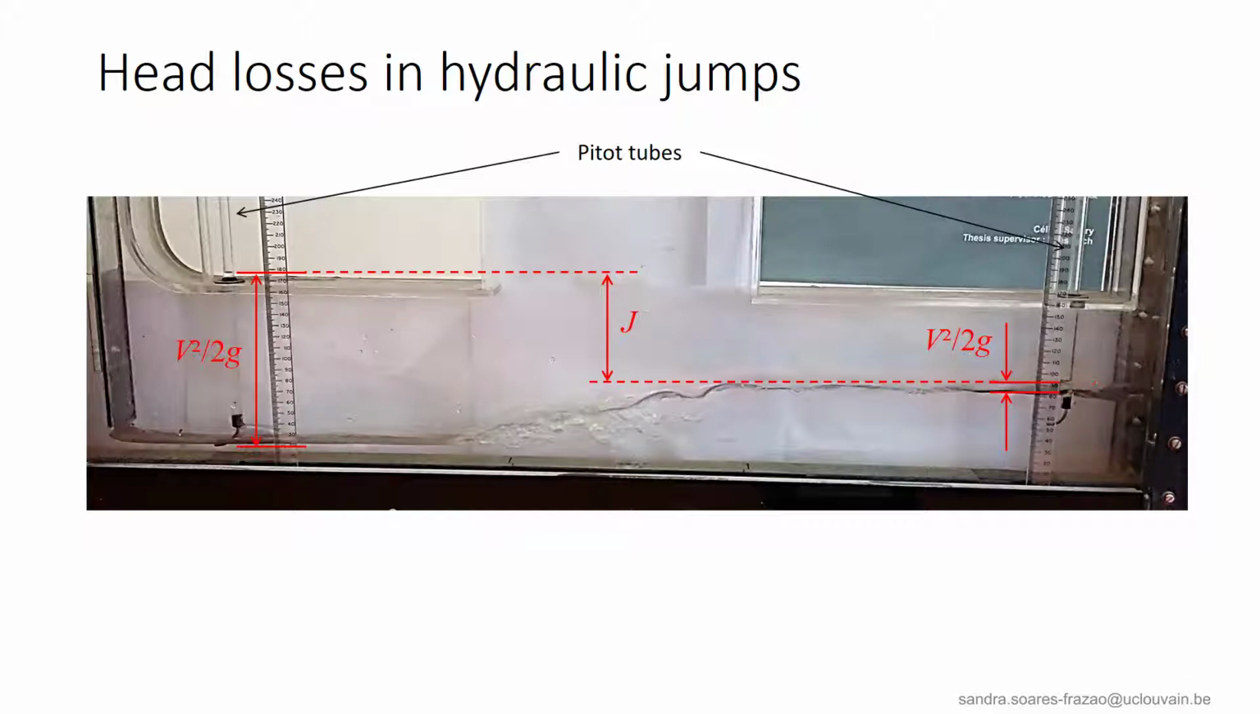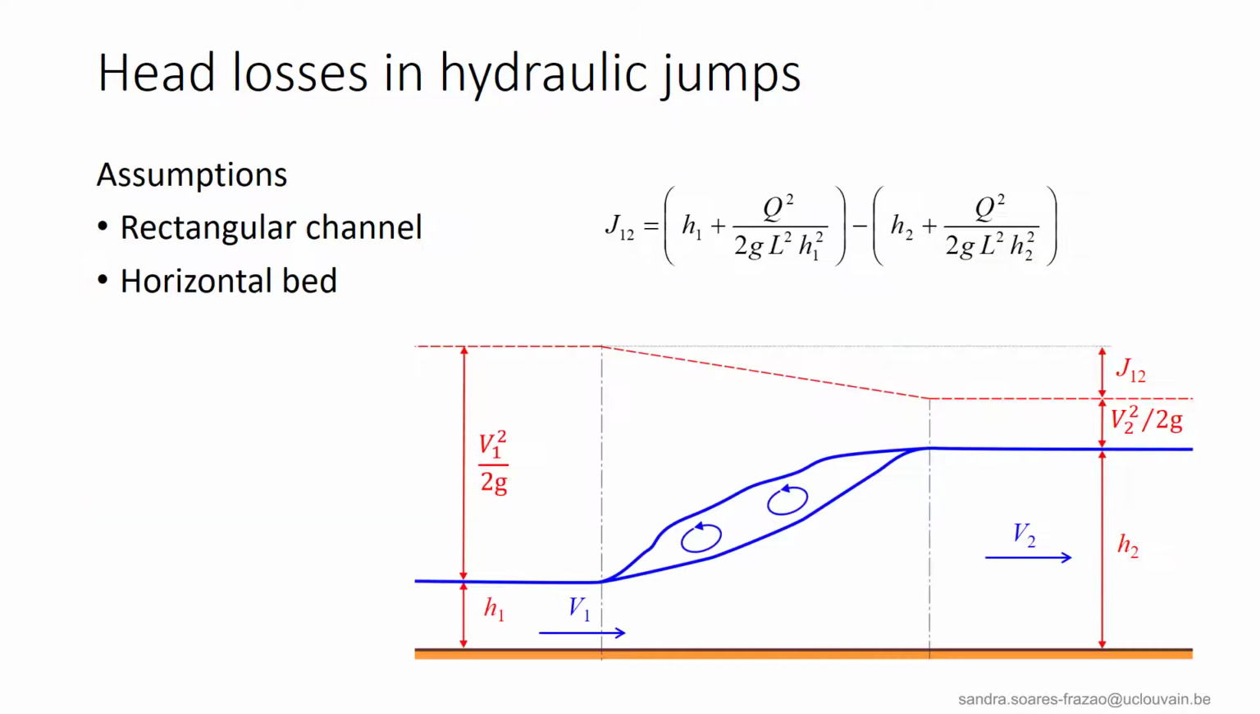So we can observe that the difference in head is important. Here, J is the difference in head between the upstream side and the downstream side. This reflects the important head losses induced by the hydraulic jump. So, how to calculate these head losses?